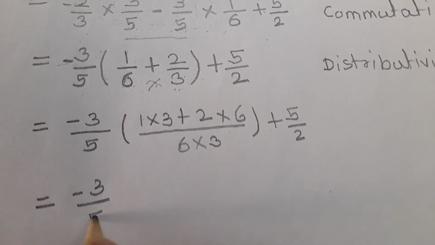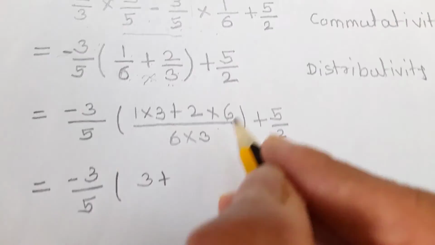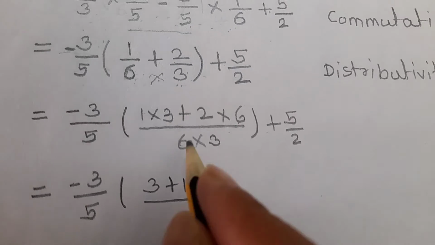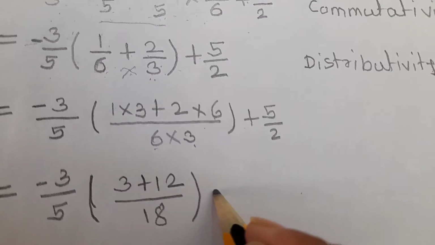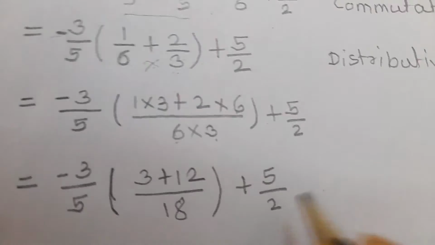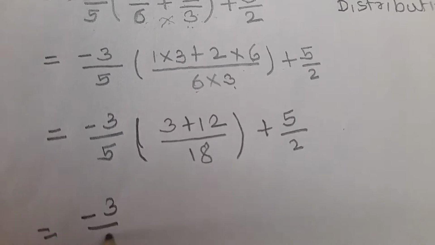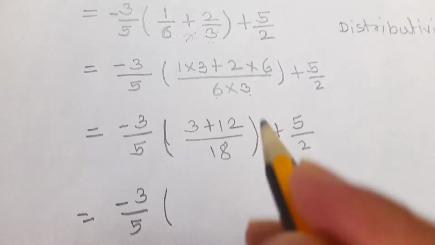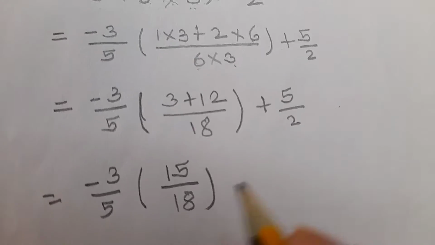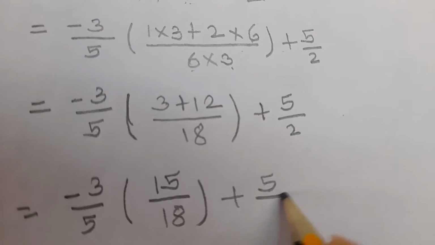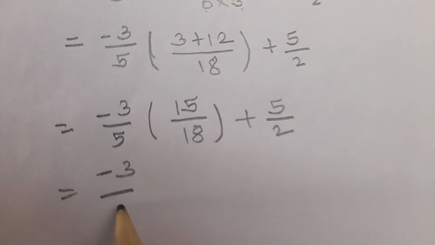Minus 3 upon 5 in bracket. We will solve the equation now. 3 plus 2 into 6, 12. 6 into 3, 18. Bracket complete. Plus 5 upon 2 as it is, equal to minus 3 upon 5. 3 plus 12, 15 upon 18, plus 5 upon 2 as it is. We will solve it step by step.